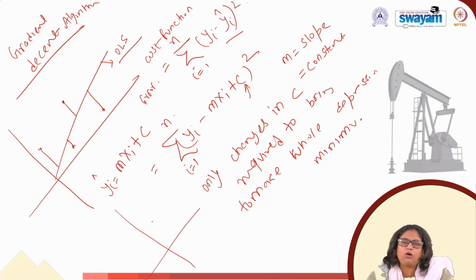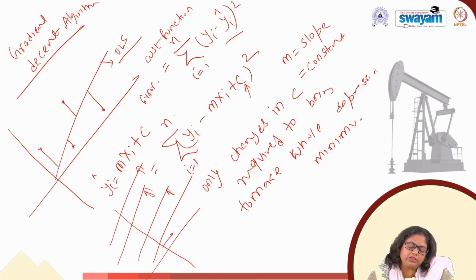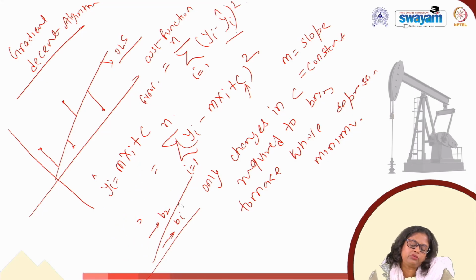So now what is required? c needs to be changed with the slope constant. What we can do maximum is move the line up and down, either here or here. Your slope is constant in all the lines, but what is changing is the intercept. Here assume b1, this is b2, b3. When we move the line up and down, keeping the slope constant, only this b value is getting changed, correct?